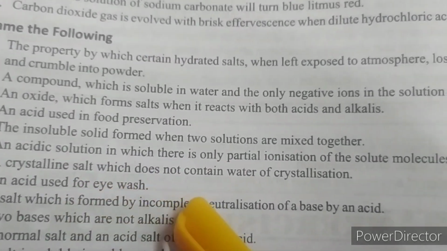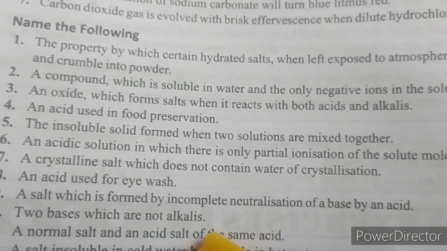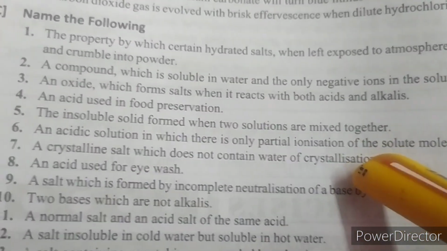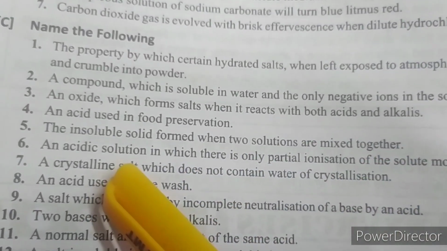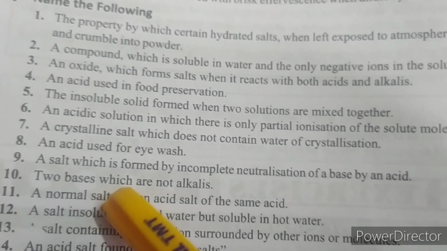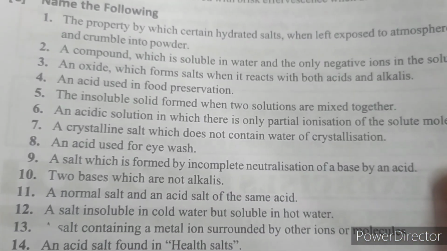A crystalline salt which does not contain water of crystallization. This is an exception. All the crystalline salts contain WOC. So a crystalline salt which does not contain WOC is NaCl, sodium chloride. An acid used for eye wash, that is boric acid. A salt which is formed by complete neutralization of a base by an acid, that is a normal salt.